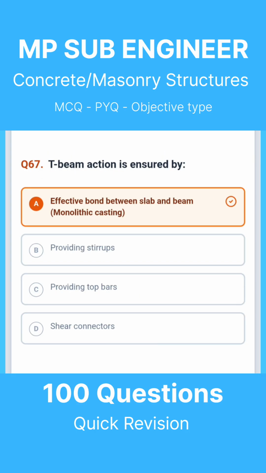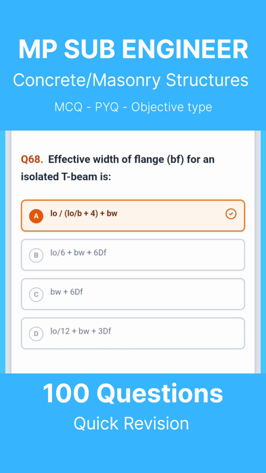Question 67. T-beam action is ensured by. The correct answer is effective bond between slab and beam, monolithic casting. Question 68. Effective width of flange BF for an isolated T-beam is. The correct answer is L0 divided by (L0/B) plus 4 plus BW.